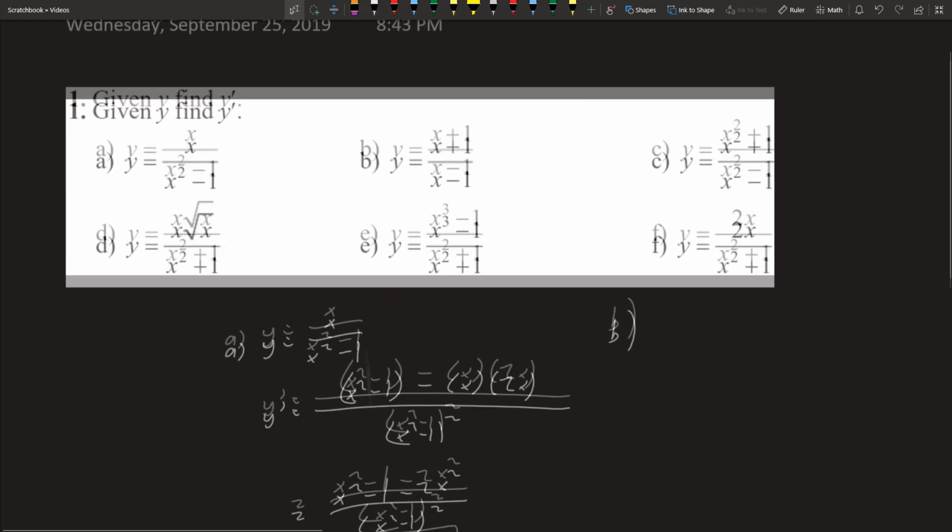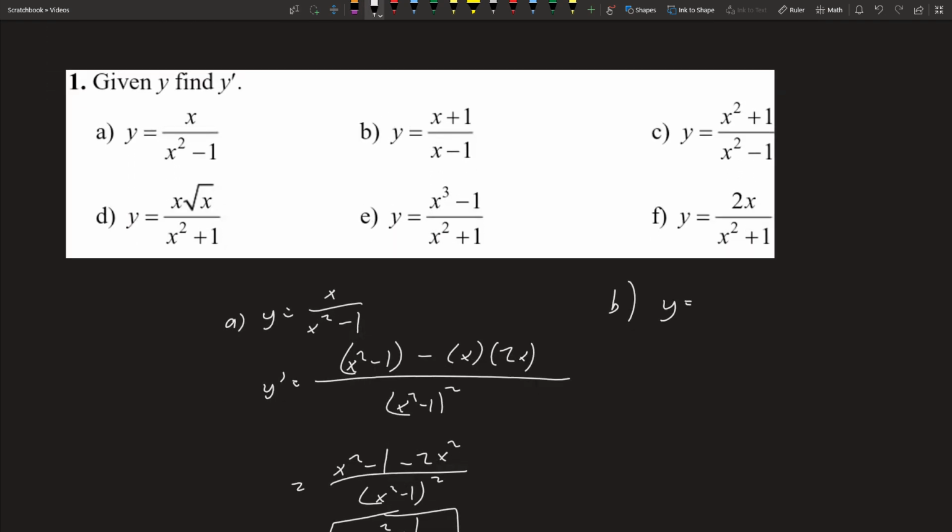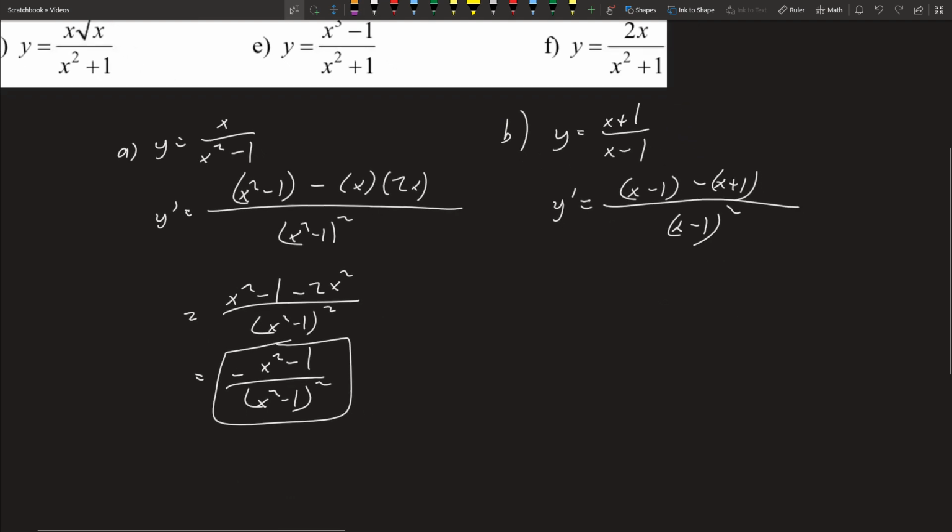B, we have y is equal to (x plus 1) over (x minus 1). So y prime is equal to (x minus 1) squared in the denominator. Derivative of the first, keep the second: 1 times (x minus 1), minus keep the first, (x plus 1), times the derivative of the second, which is just 1. Now, this is equal to (x minus 1) minus (x plus 1), over (x minus 1) squared. This is minus 2 over (x minus 1) squared. That's your answer.